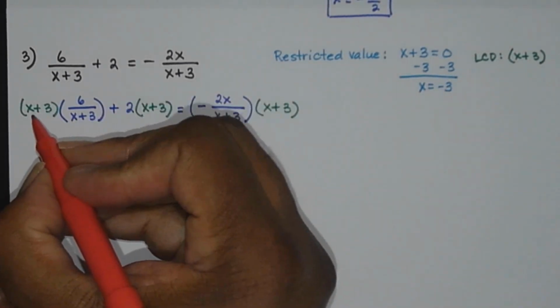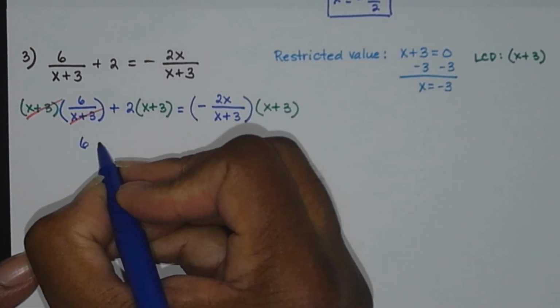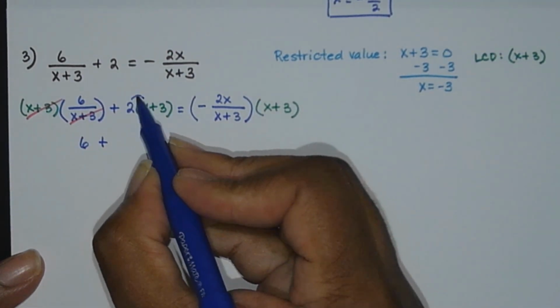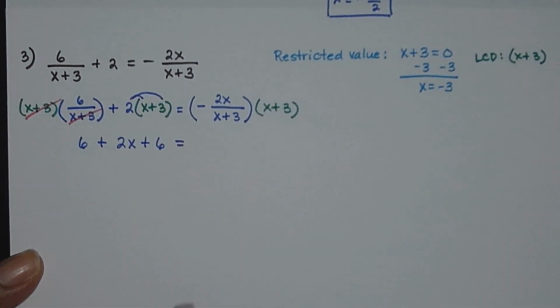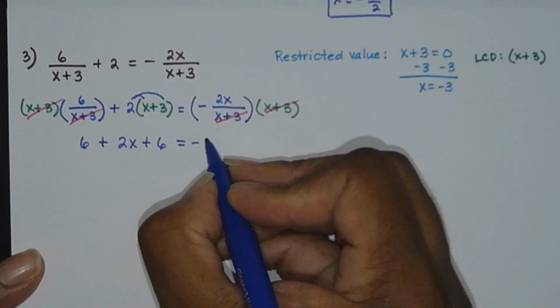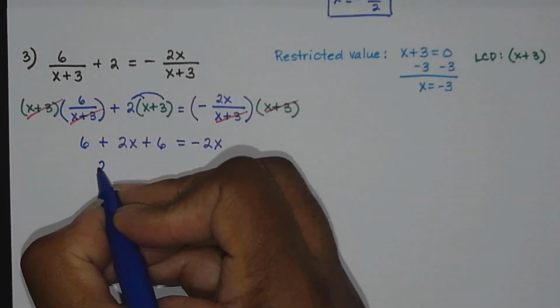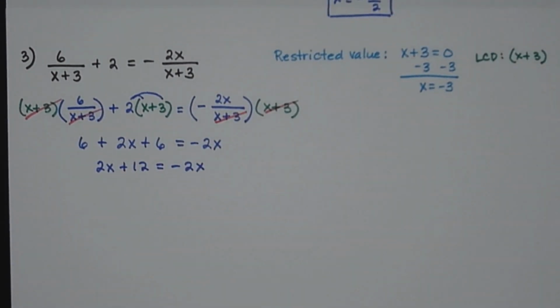And now, when I simplify this, for this first part, the x plus 3's divide out, you're left with just 6, and then plus. I'm going to go ahead and distribute the 2 over the x plus 3. And what would I get there? 2x plus 6. And then that's equal to, here your x plus 3's divide out, you're left with a negative 2x. Okay. Now on the left side, if I add 6 plus 6, I would get what? 12. So it'll be 2x plus 12 equals negative 2x.